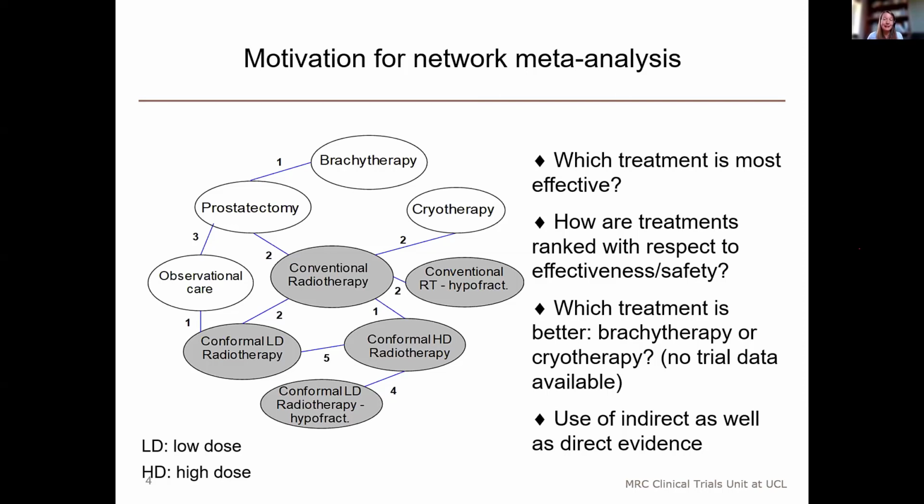Also, in a network meta-analysis, we can make use of indirect evidence as well as direct evidence. And this means that we gain precision in estimation. I'm going to explain more about indirect evidence on the next slide. Using indirect evidence means we could use this data set, for example, to estimate the treatment difference between brachytherapy and cryotherapy, for which no direct trial data are available. So in various different ways, a network meta-analysis is more informative than a series of pairwise meta-analyses comparing each pair of treatments in the network.